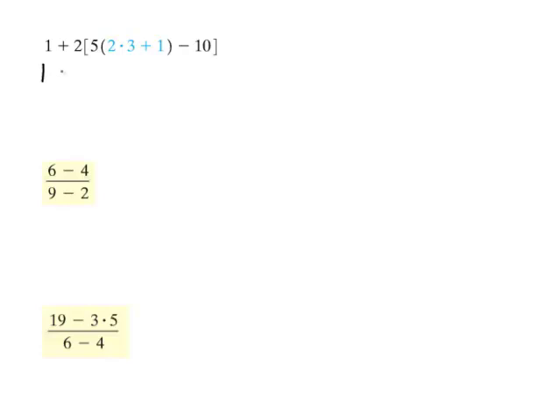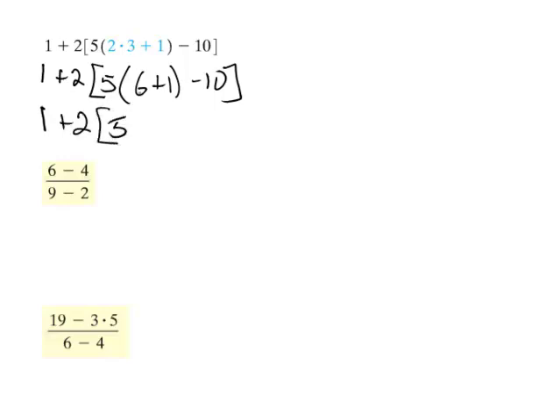I'm going to leave the 1 plus 2 alone. I'm going to leave the 5 alone. I need to do what's on the inside of my parentheses first. 2 times 3 is going to give me 6, plus 1, minus 10. So now I have 1 plus 2. I still have parentheses. 6 plus 1 is 7. Remember, that operation there now, guys, is multiplication.